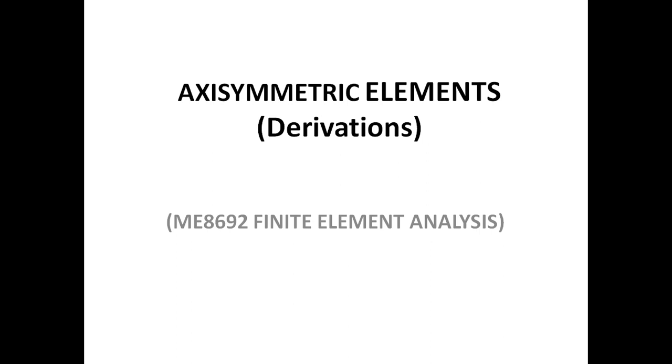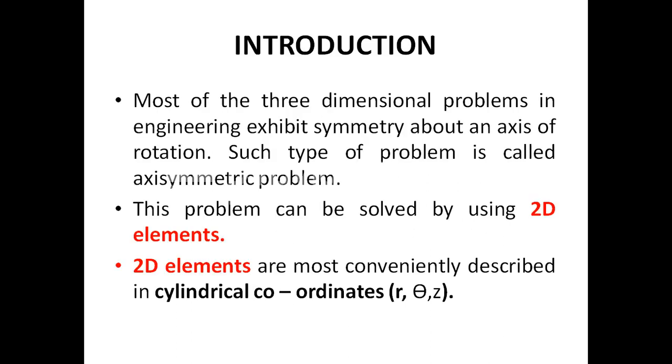Actually, what is meant by axisymmetric elements? The element which is symmetric about an axis, which may be the x-axis, y-axis or z-axis. Most of the three-dimensional problems in engineering exhibit symmetry about an axis of rotation. Such a problem is called an axisymmetric problem. This problem can be solved by using two-dimensional elements.